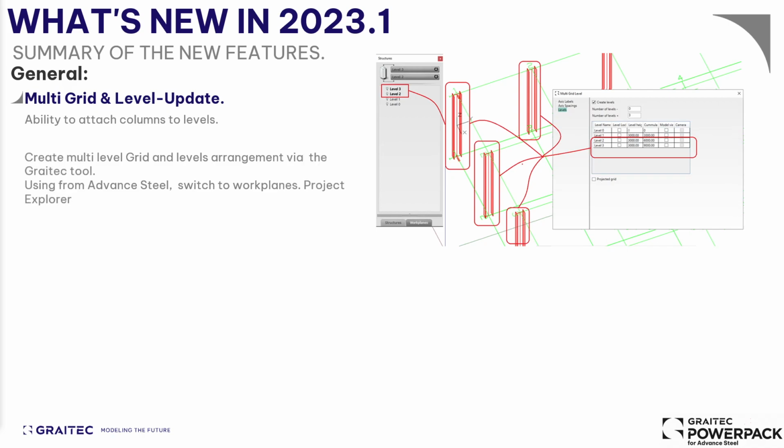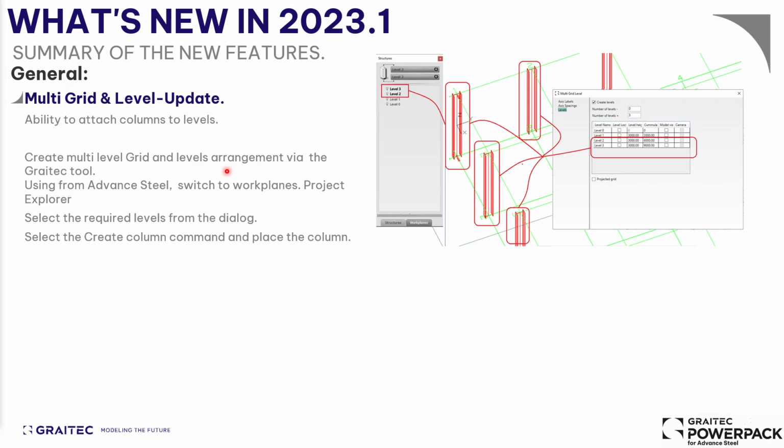So the process for doing that is obviously you need to create a multi-level grid and arrangement via the GRAITEC tool, and then using the Project Explorer and changing to work planes, you can then select within that dialog the appropriate levels that you wish the columns to be attached to. So that's the relative work planes. You do that first, and then you would return to use the create column command from the Autodesk Advanced Steel ribbon, and then place the columns within the model, maybe snapping to a grid point, etc.